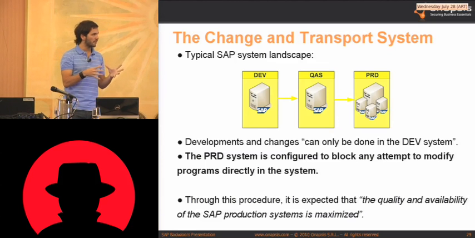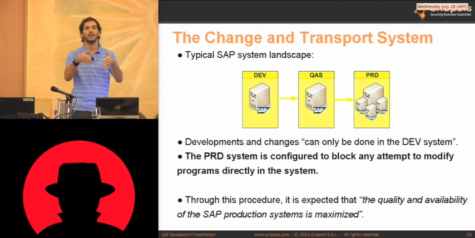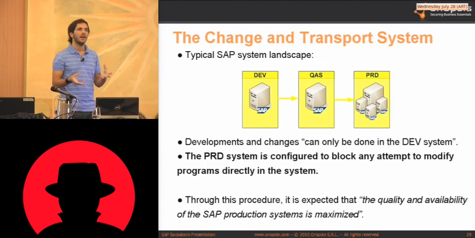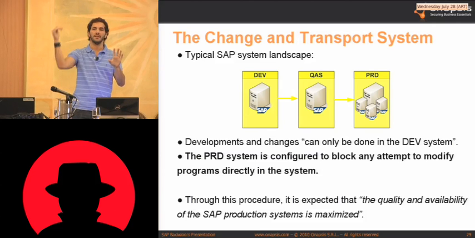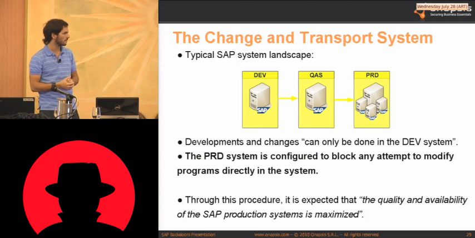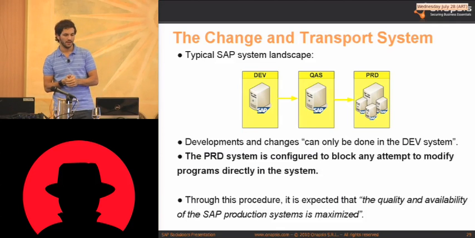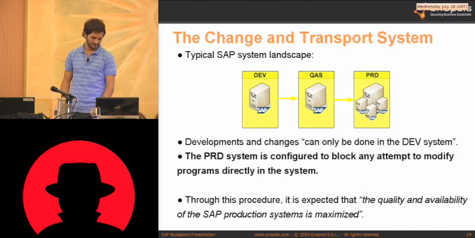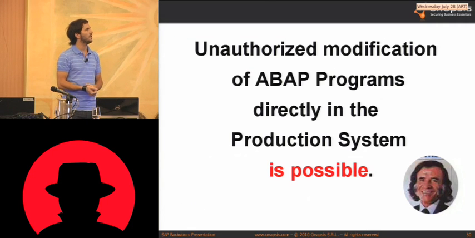The production system is configured to block any attempt to modify or create a new program directly in that system. Every change to be done in the production system must follow all these steps and this transport workflow. Through this procedure, the quality and availability of the SAP production system is expected to be maximized. But the problem is that we have this guy again, Menem, who says that unauthorized modification of ABAP programs directly in the production system is possible. So let's see why.